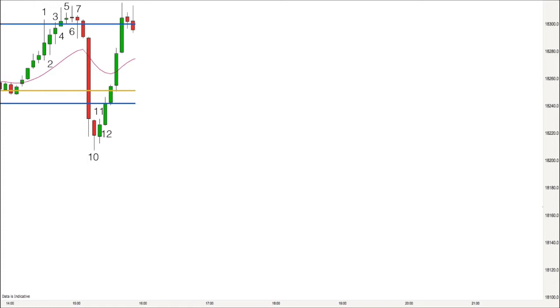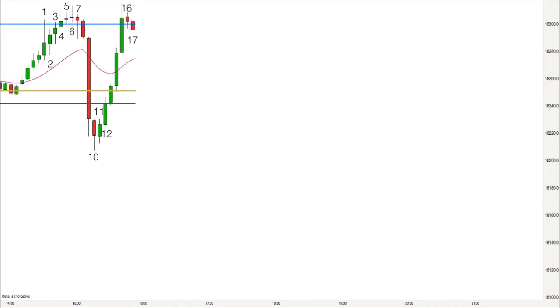Bar 16 is a small bearish inside bar. Bar 17 is a bearish reversal bar. So again, I'm looking to go short below bar 17. And the other thing to note at this point is that if price does drop from here, then we've got a double top right at the top of our trading range.